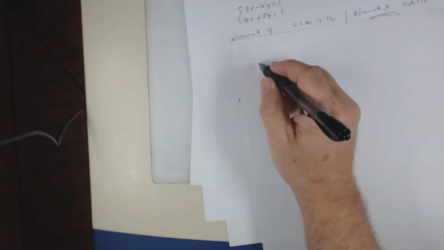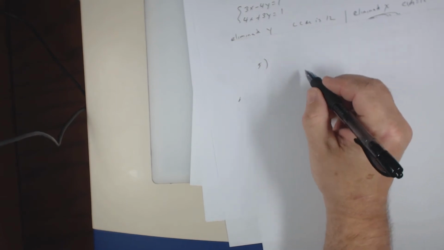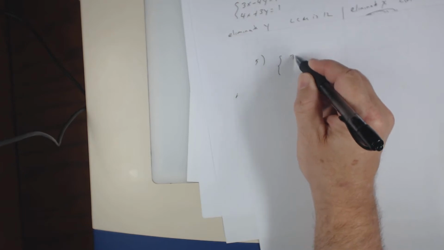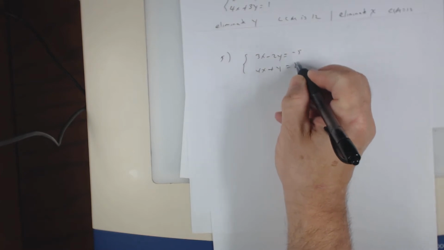Let's write this number 5. Okay, so 3x minus 2y equals -5, and 4x plus y equals 8. All right. And again, it does not matter which method you use, but you could use substitution here if you wanted to, correct? If you did substitution, which equation would you choose?